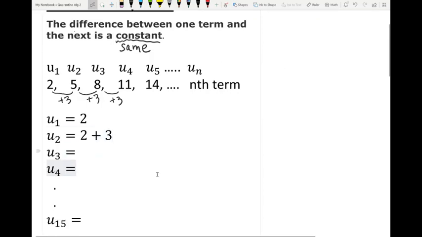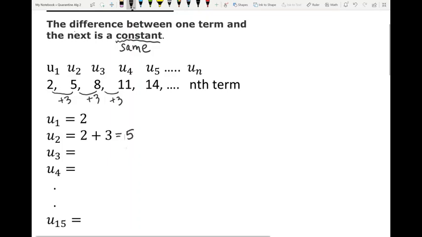Now let's explore a little bit further here. Here we have a sequence having the first term being 2. Now the second term is 5. Now how do you get 5? Well, you get 5 by adding 3 to the first term. So you have 2 plus 3 is 5.